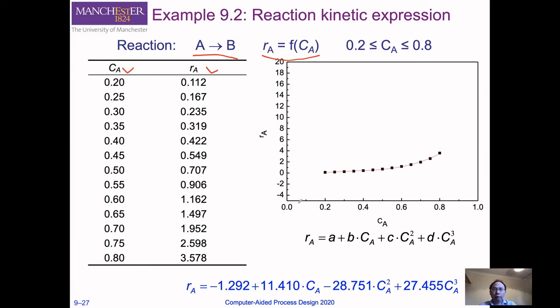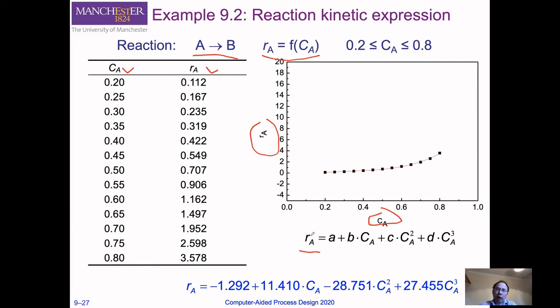Then we can plot the data points between the reaction rate and the concentration, you can see the points with square shape. Then we can observe the trend of these data points. We can see it seems like a polynomial curve. So then we can come up with a polynomial model for this reaction rate.